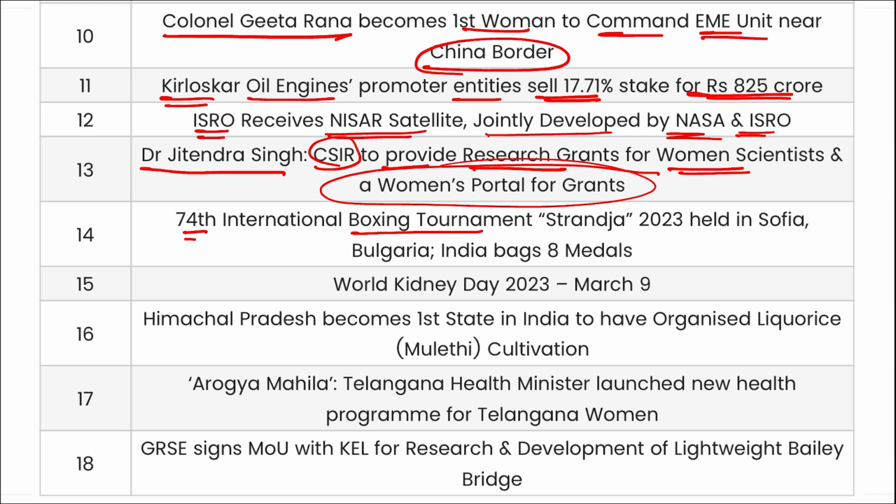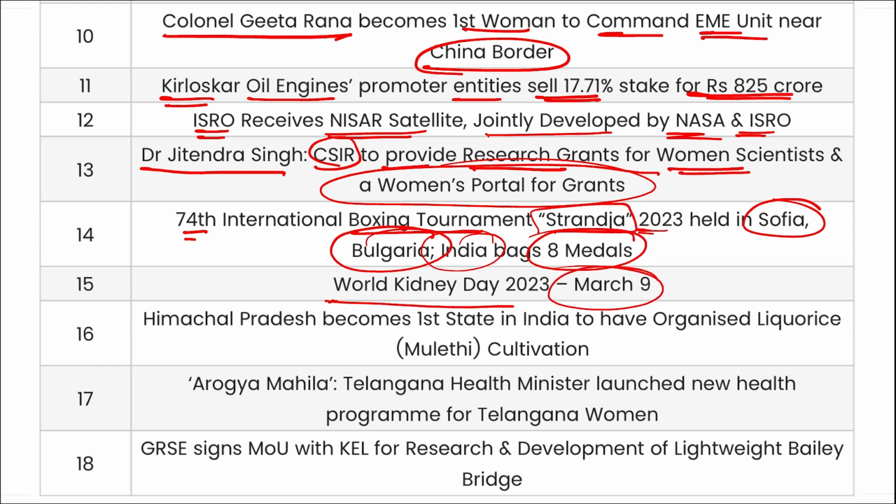The 74th International Boxing Tournament, that is Strasbourg 2023, was held in Sofia, Bulgaria, and India won 8 medals, and none of the medals was gold. Then World Kidney Day was observed on 9th of March. Neurology is related to the brain and nephrology is related to the kidney.